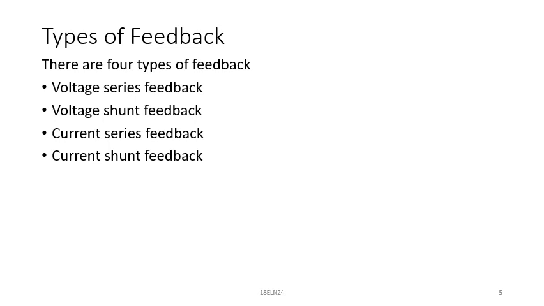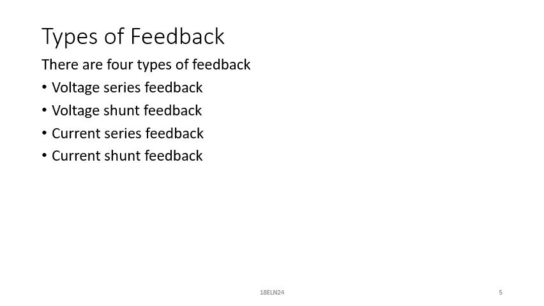It depends upon the mixing network and the sampling. Either you can sample voltage or current. If it is a voltage sample, then we call it voltage. In terms of mixing network, there are two types: series mixing and shunt mixing. If it is voltage and series mixing, we call it voltage series feedback. If it is voltage and parallel mixing, we call it voltage shunt feedback. If it is current and series, then current series feedback amplifiers. And current and parallel, then current shunt feedback amplifiers.